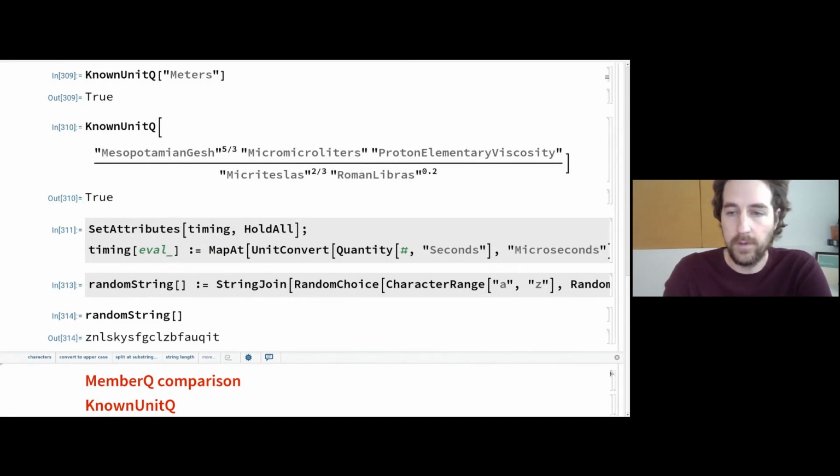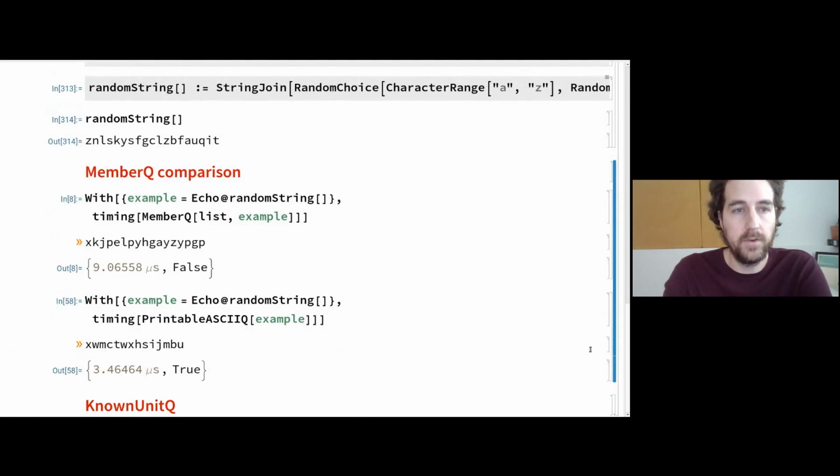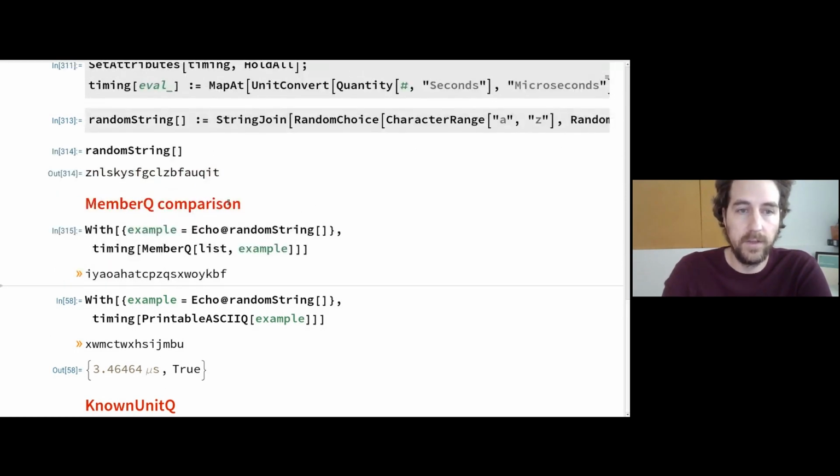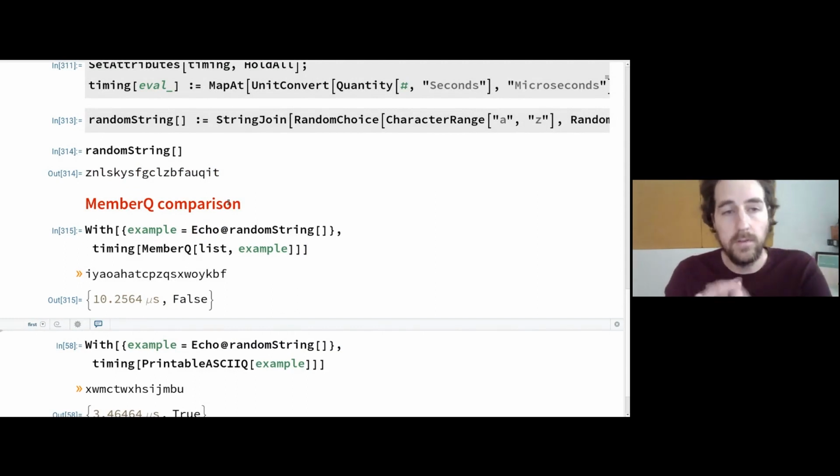And if we want to model a basic version of unit checking, we can say, okay, let's take a list of 5,000 units, which is about what we have in the Wolfram language. If we were to generate a list of 5,000 of them and then generate a new random string and say, is this one of the members of that 5,000 element list? It takes us about 10 microseconds to do that evaluation. So that is 3 orders of magnitude slower than what we're actually looking at.